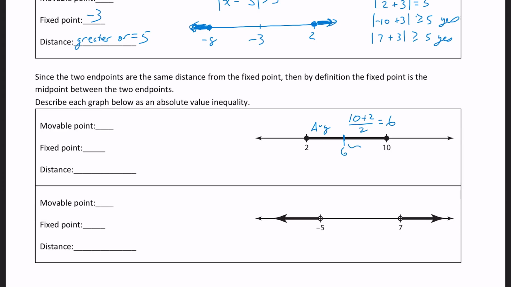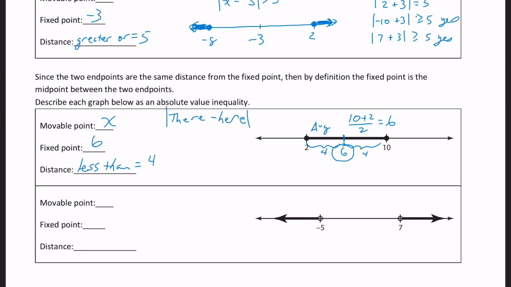How far is it from 6 to 10? How far is it from 6 back to 2 on the other side? And the picture of this graph is the graph of all points that are less than or equal to 4 units away from the fixed point of 6. So the movable point x, the fixed point 6, and the distance is less than or equal to 4 units away. So the structure is always x minus the fixed point.